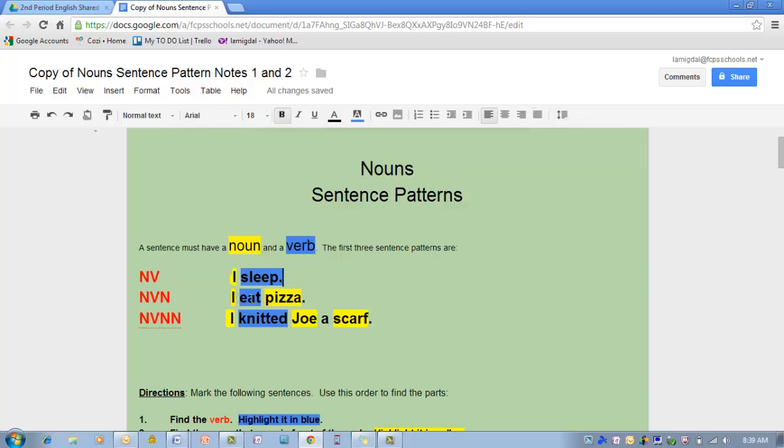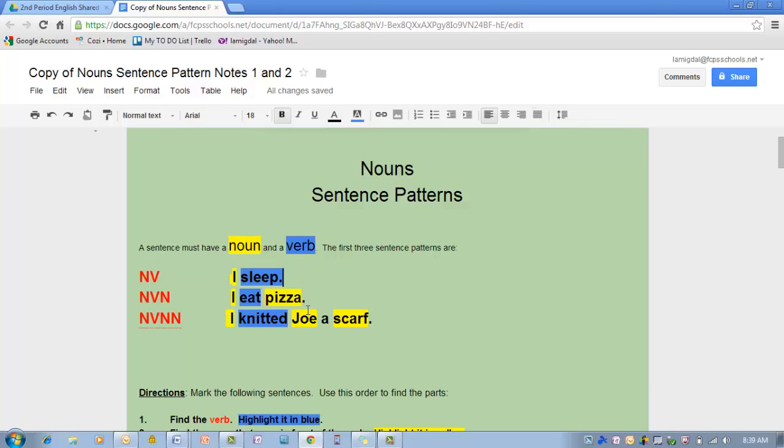I eat pizza. We have a noun in yellow, another noun in yellow, and that's what we're going to do. We're going to highlight nouns always in yellow. We're always going to highlight verbs in blue, so it's going to help us identify. The action is eat, so noun, verb, noun. I eat pizza. Again, you can add lots of things to that sentence, but at the very base, that's the sentence pattern. And then the third pattern we're going to learn is NVNN, noun, verb, noun, noun.